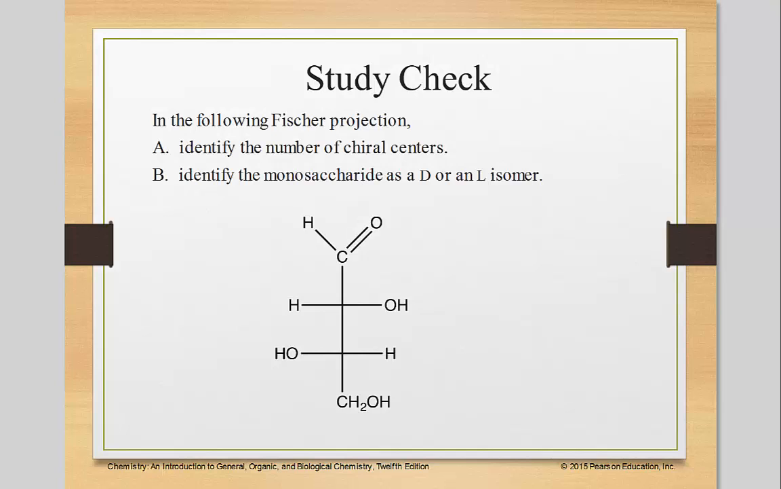Identify the number of chiral centers. There's 1 here, and there's 1 here, so there's 2. Identify the monosaccharide as L or D. Well, I look at the last chiral center. The OH is on the left, so it's L.